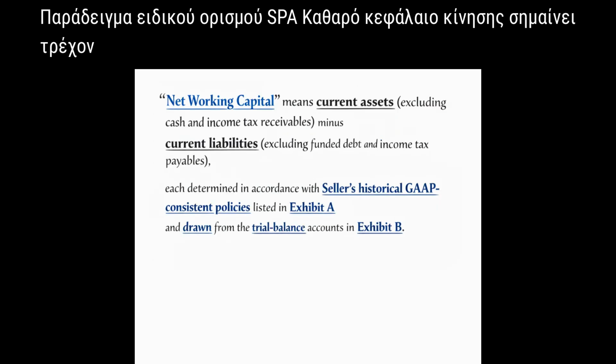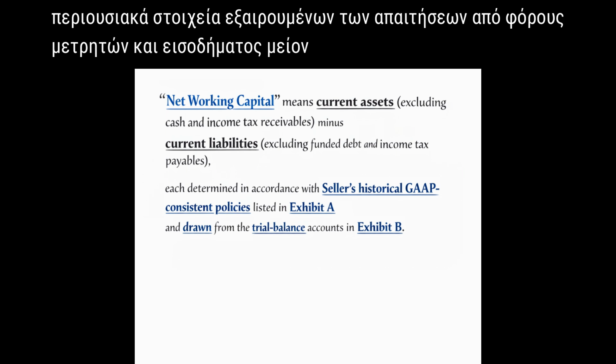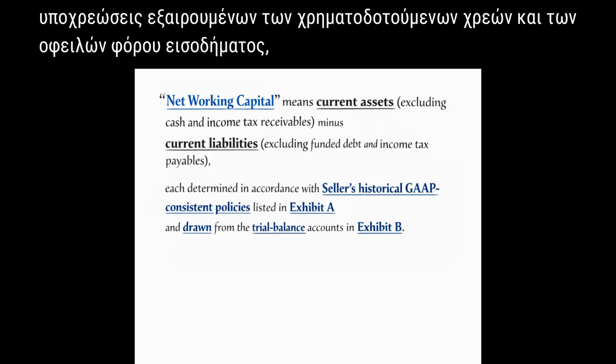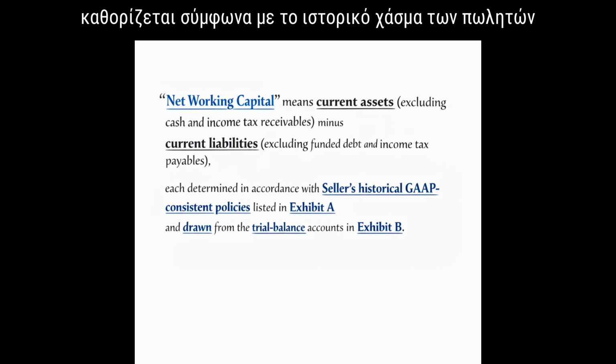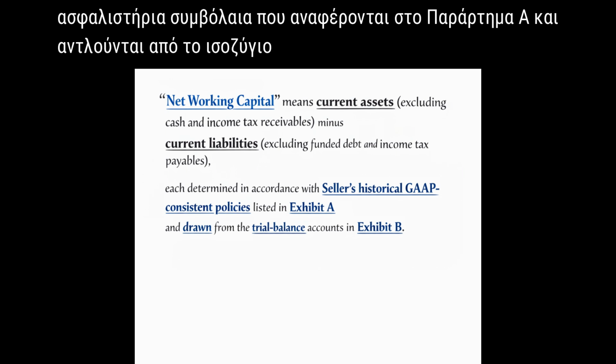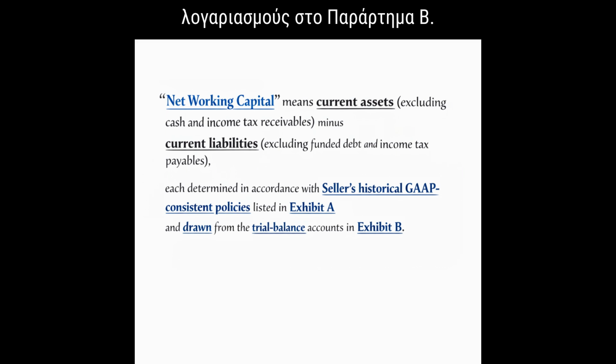SPA-specific definition example: net working capital means current assets excluding cash and income tax receivables, minus current liabilities excluding funded debt and income tax payables, each determined in accordance with seller's historical GAAP-consistent policies listed in Exhibit A and drawn from the trial balance accounts in Exhibit B.